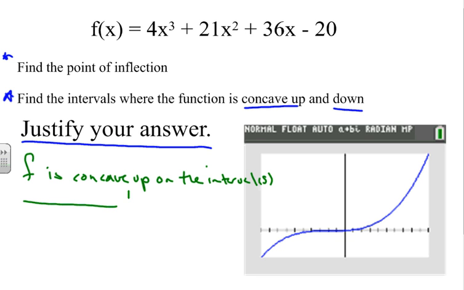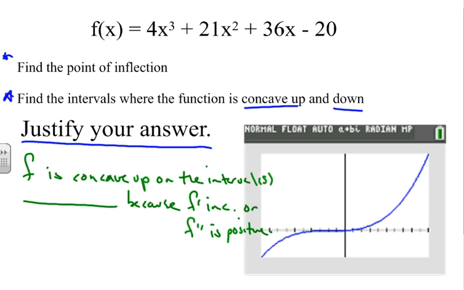Now why? Because what we're looking for is where f prime is increasing, or where f double prime is positive. Okay? Now, where does this occur?